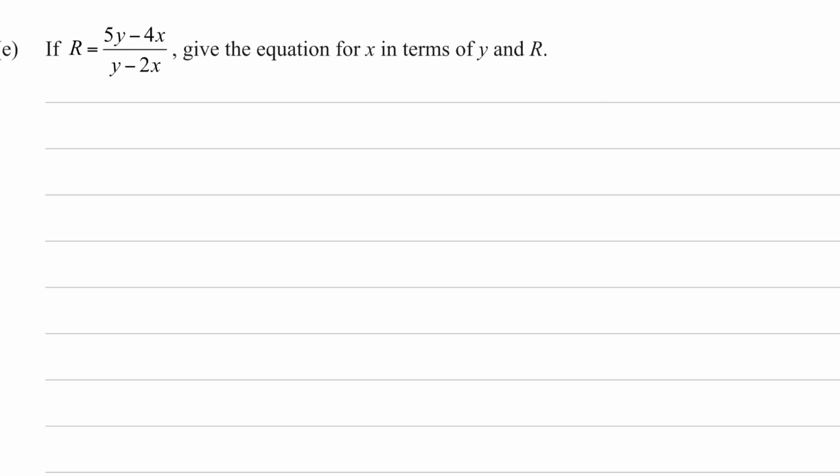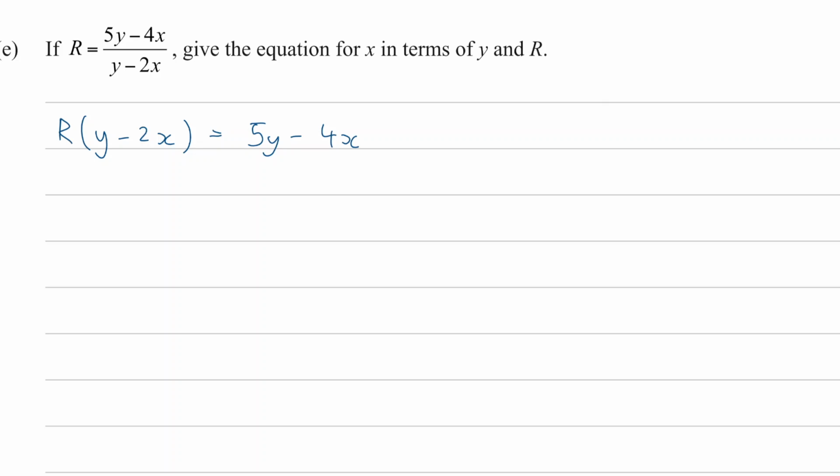So our first step could be to multiply both sides by the denominator, which eliminates the denominator. So on the left-hand side, we'll have r times y minus 2x. That's the denominator. On the right-hand side, since we're multiplying it by the denominator, y minus 2x will cancel with our original denominator, which just leaves us with 5y minus 4x. Okay, that's looking a bit better. Don't have any nasty fractions.